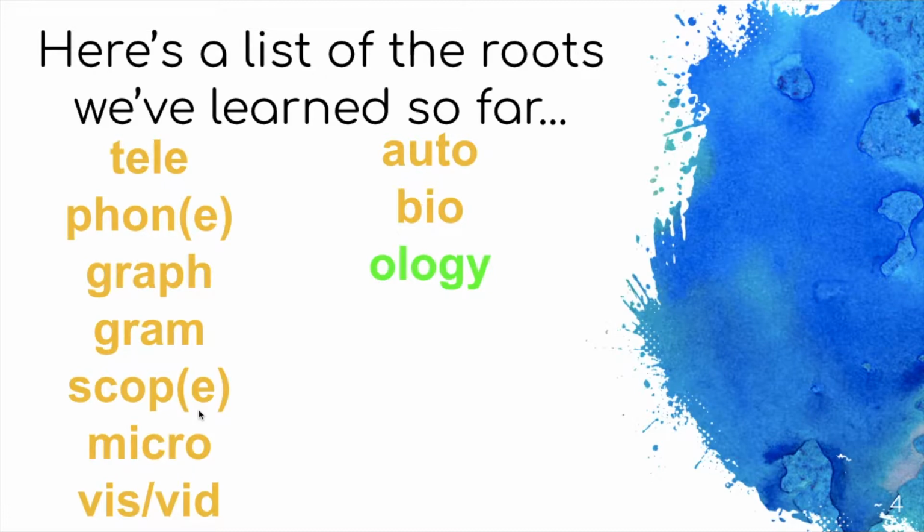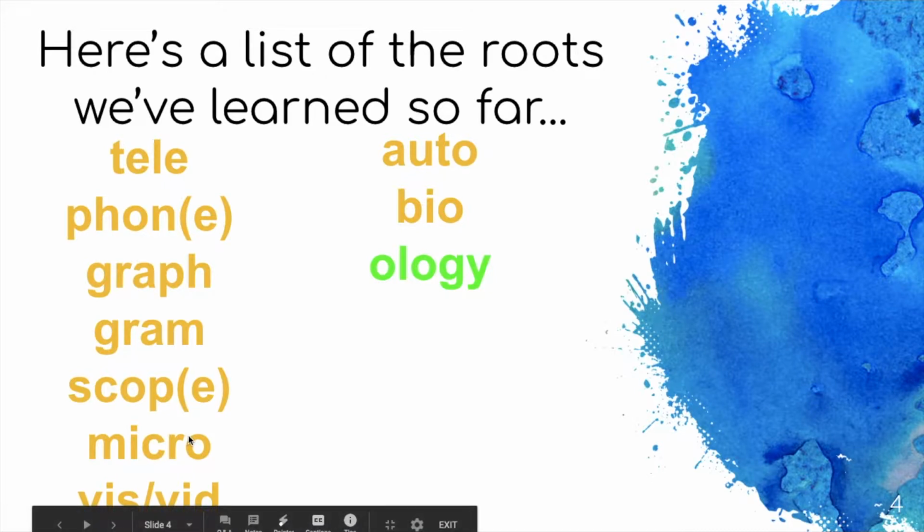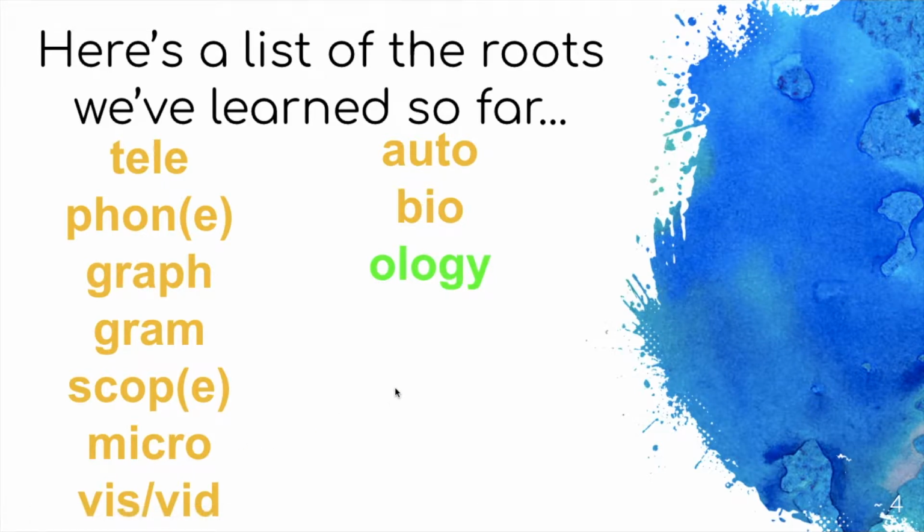Scope also deals with vision. Micro deals with things that are small or tiny. Vid deals with vision. Auto deals with self. Bio deals with life. And then our last root was ology.